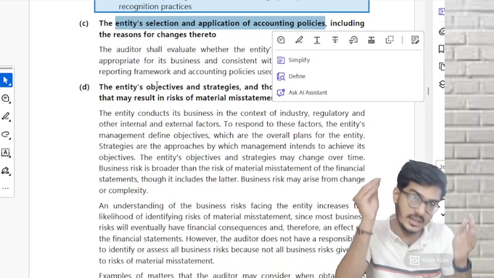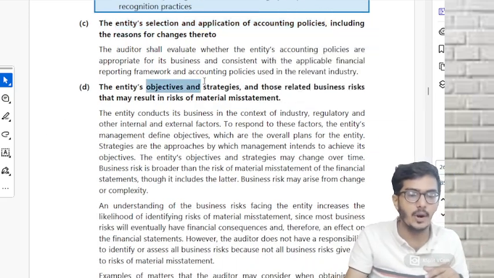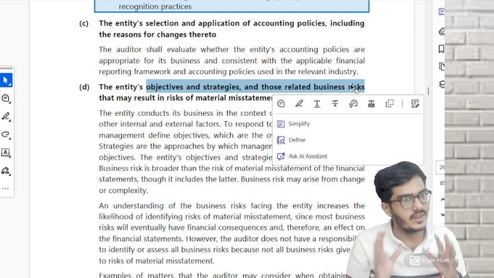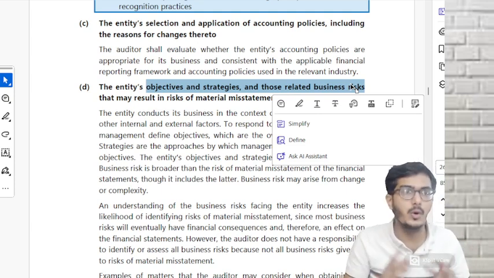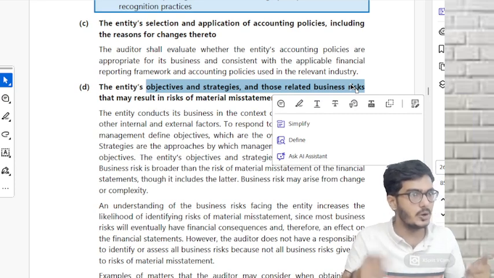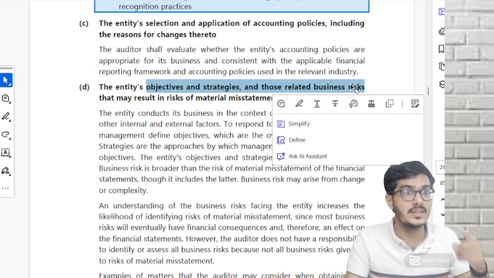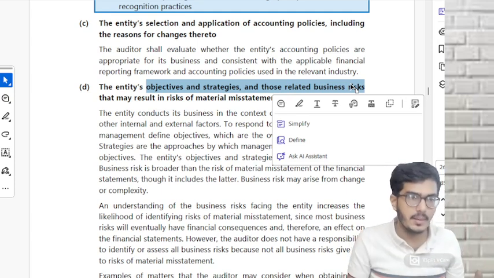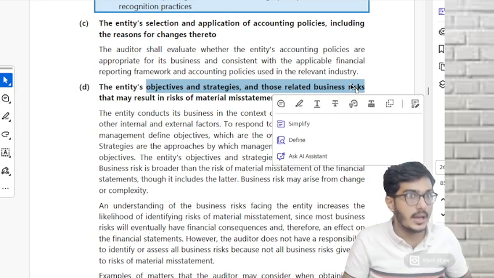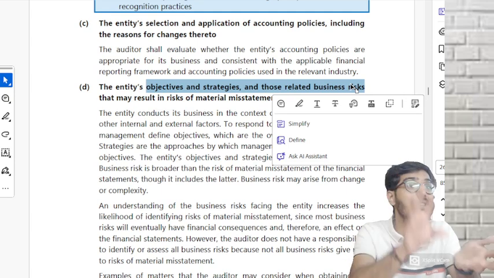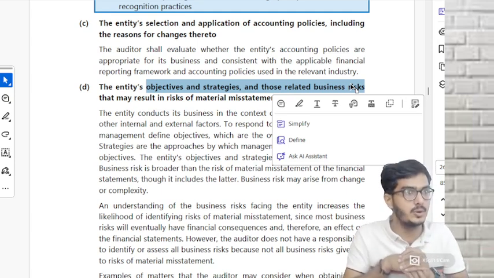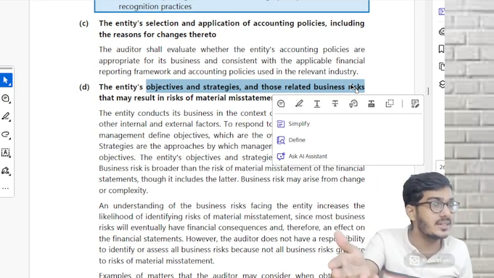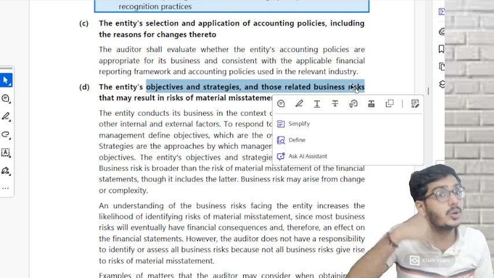Then comes in even more inside the company. What is that? Checking their objectives and strategies and those related to business risks. I already told you, whenever the company is doing any business, there are going to be multiple business risks. And I told you, business risk will lead to risk of material misstatement. So whatever business risks are there, please you also consider them, auditor, and please check whether the management has got a risk assessment function within their company. I told you that risk management function, separate department, their job is to just identify the risk, check the impact of that risk, how they are going to give a response to that risk.